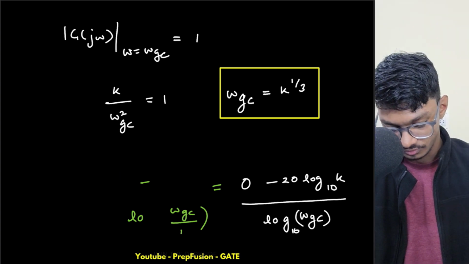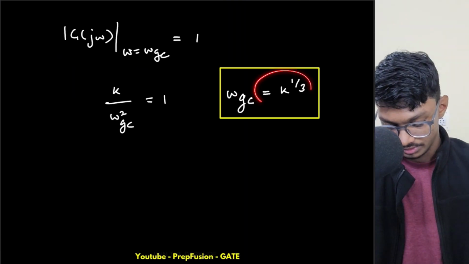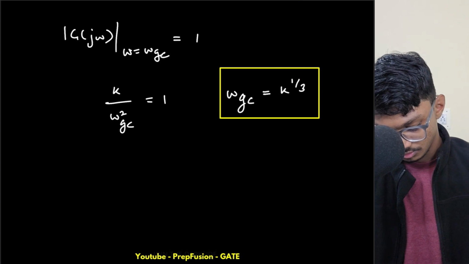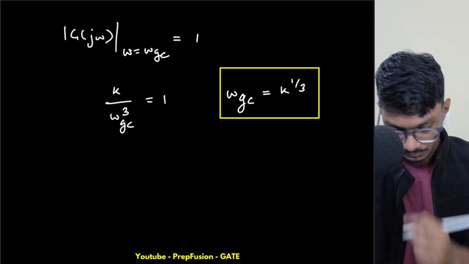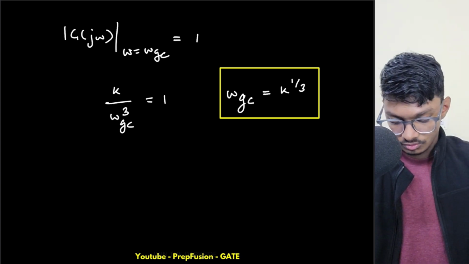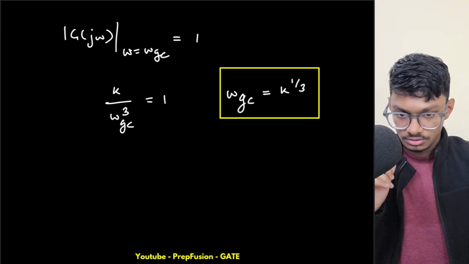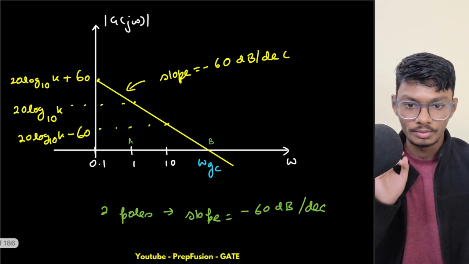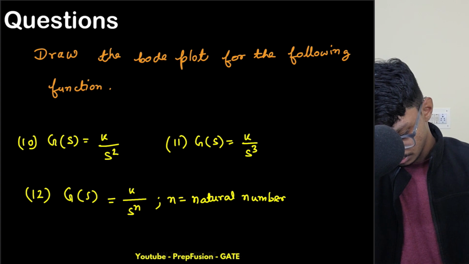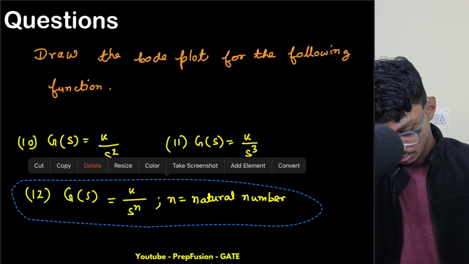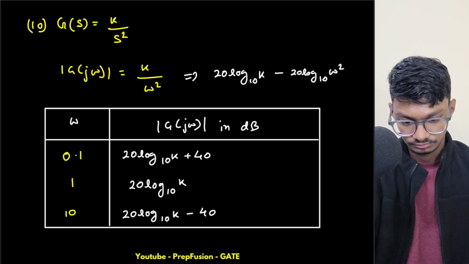We don't need to solve all this. We have already done this previously, so we don't need to waste time here. It will become 1 by 3 here, as this is omega gc cube. So now can we generalize this one? Can we generalize this one? For this omega to the power n, we have G(s) equals k raised to power s to the power n. So what will happen for s to the power n?